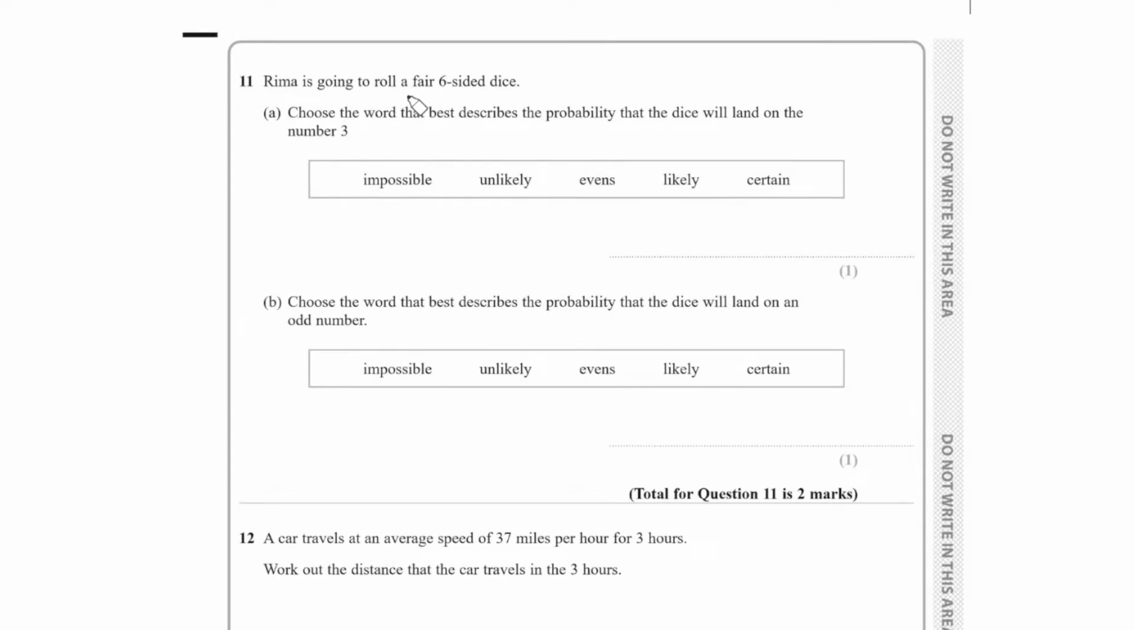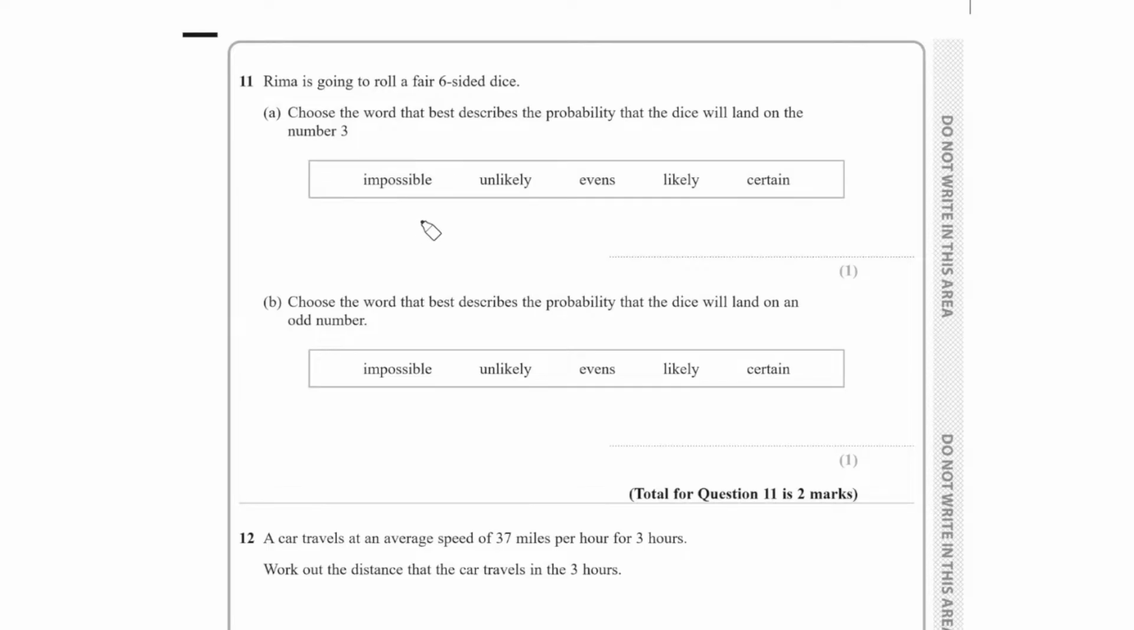Question 11. Remo is going to roll a fair 6-sided dice. Choose the word that best describes the probability that the dice will land on the number 3. So it's fair. So that means that the probability of getting any of the numbers is equal, and then it's 6 sides, obviously it's got numbers 1 to 6. So what's the chance of getting a 3? Well, that would be 1 out of 6, wouldn't it?